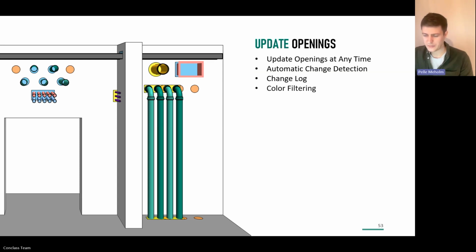Furthermore, we have a color filtering, meaning to highlight the different statuses. In this example, we have the yellow openings, which are marked as changed. The orange ones are marked as deleted. So you get an entire overview of your current status and what ConVoid actually updated.